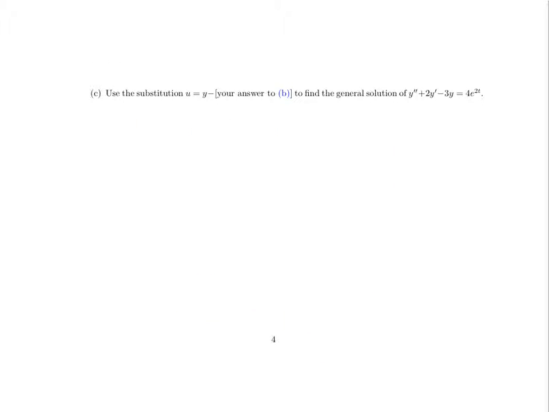Now part C is a little challenging at first because it doesn't look exactly like anything we've seen before, but we do have all the skills to solve it. It says use the substitution u equals y minus your answer to part B to find the general solution of y double prime plus 2y prime minus 3y equals 4 times e to the 2t. Well, that means that u is going to equal the following. That much we can get.